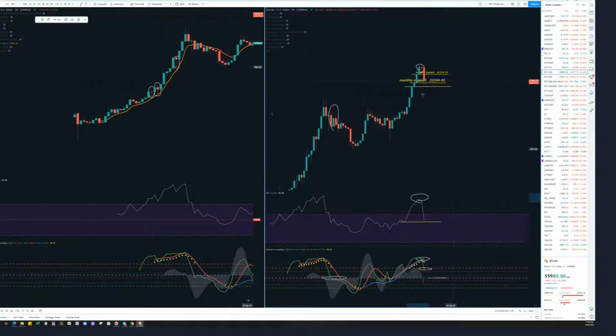So this monthly could probably come up to there, really. But now I've drawn my lines. Let's have a look on the weekly.